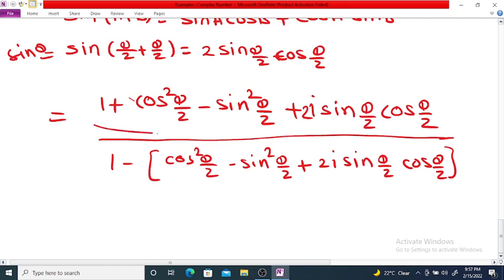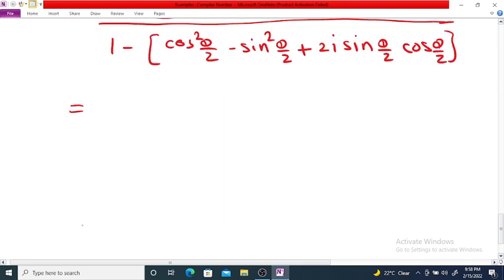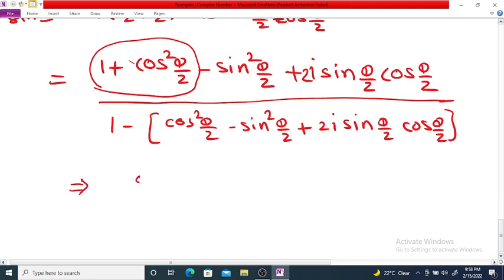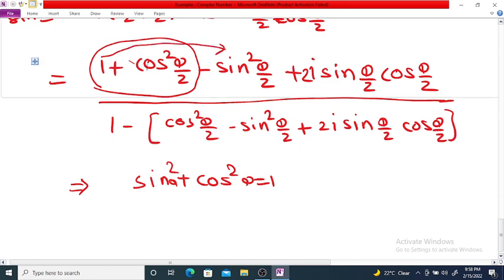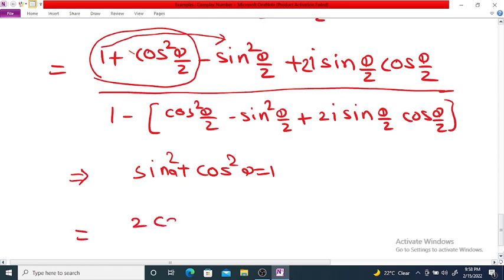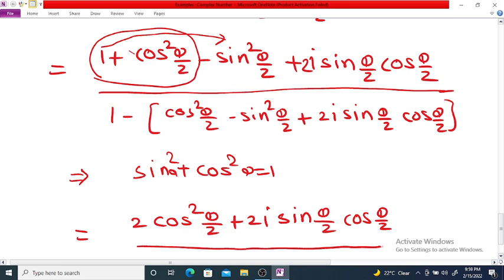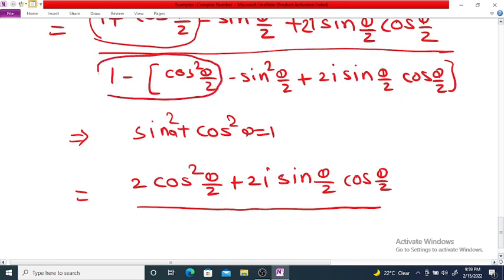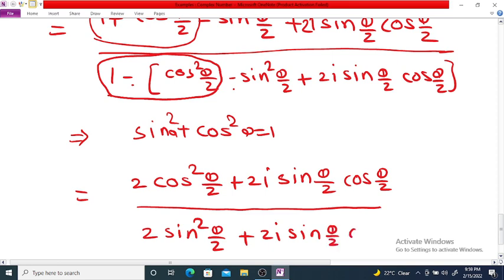Now, we know that sin²(θ/2) + cos²(θ/2) = 1. So 1 - sin²(θ/2) is nothing but cos²(θ/2), but there is already one cos²(θ/2), so the numerator is 2cos²(θ/2) + 2i sin(θ/2) cos(θ/2), this whole divided by, here also 1 - cos²(θ/2) is nothing but sin²(θ/2), and the minus minus becomes plus, so the denominator is 2 sin²(θ/2) + 2i sin(θ/2) cos(θ/2).